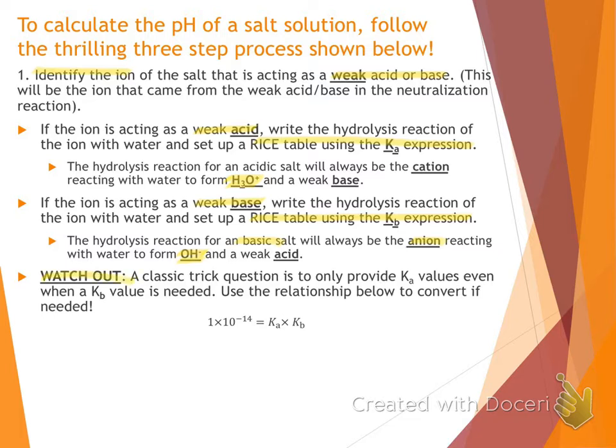There is one thing to definitely look out for on these sorts of problems. Most of the time, we're actually only going to be given Ka values, but we might need a Kb value. Remember from part 1, we can always determine Kb if we have Ka because Kb times Ka is always equal to 1 times 10 to the negative 14, or Kw.